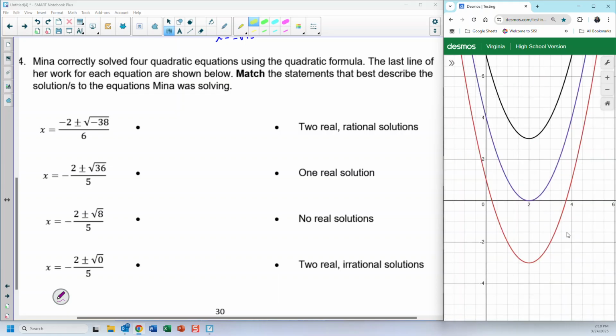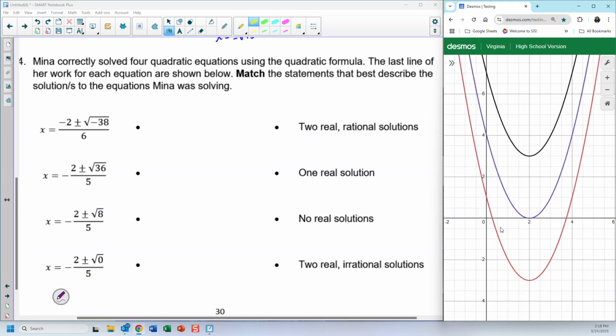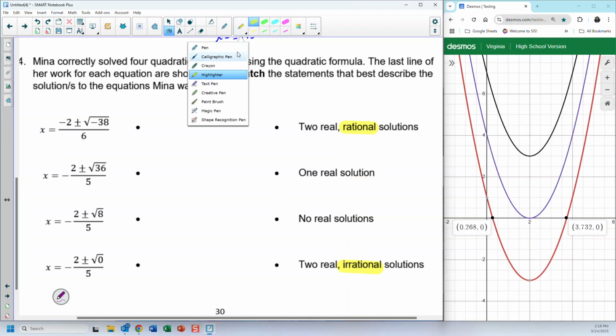So let me move that around. One solution is where it touches the x-axis only once. 2 solutions is where it touches the x-axis twice. And then no solution is where the graph never crosses the x-axis. Okay, so that's what these are talking about. And 2 solutions also have these types of solutions, rationals and irrationals. Anyway, let me go through each one and see what works.